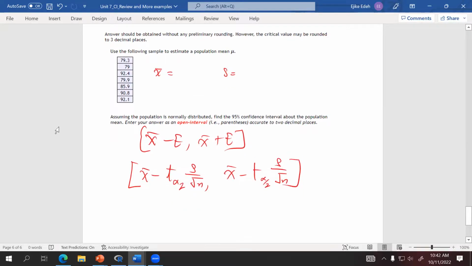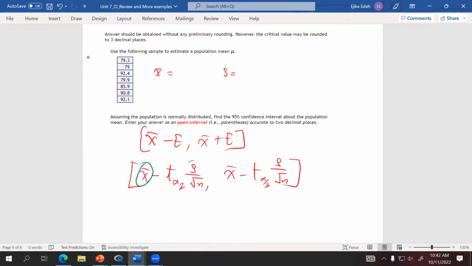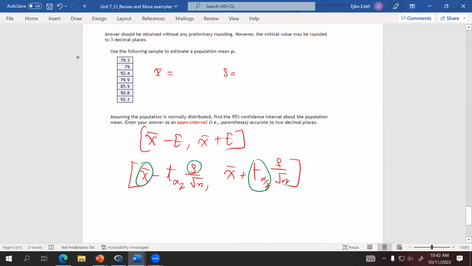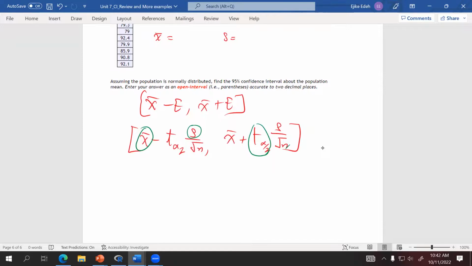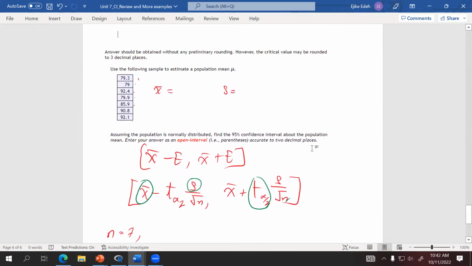So you see that you need to know the mean. You need to know the sample standard deviation. You need to know your critical value. And you need to know your n, right? N is the number of data points. We have 1, 2, 3, 4, 5, 6, 7. So n is 7, right? We could go ahead and calculate the critical value. I believe we can do that in 3 minutes, right?